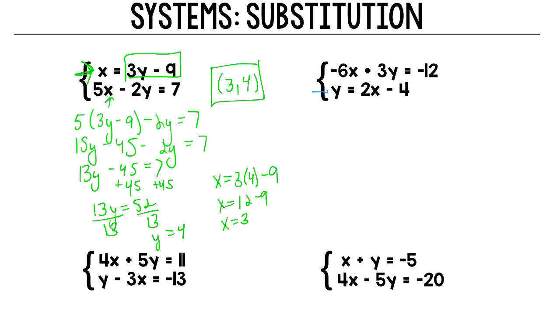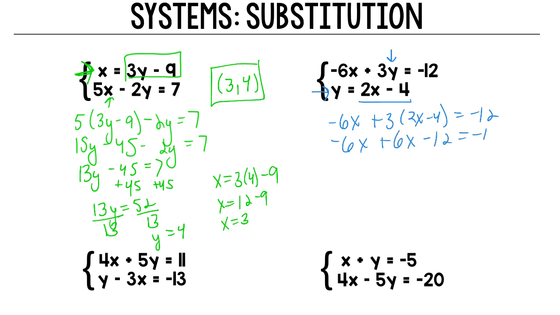All right, this equation has y alone. We're going to plug what y is equal to into y in the first equation. Negative 6x plus 3 times (2x minus 4) equals negative 12. Negative 6x plus 6x minus 12 equals negative 12. Negative 6x plus 6x cancels, and that's disappeared. Now we have negative 12 equals negative 12.